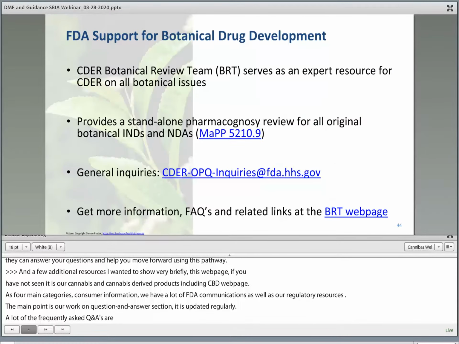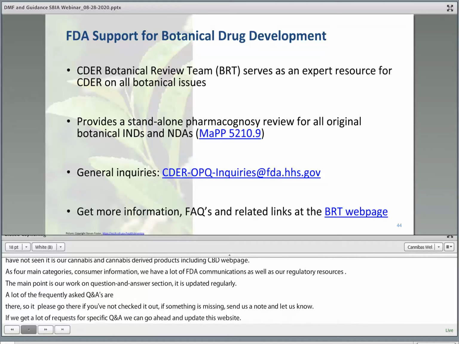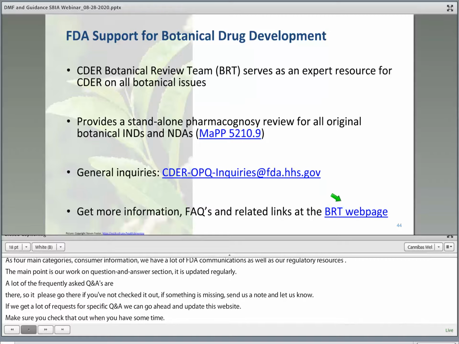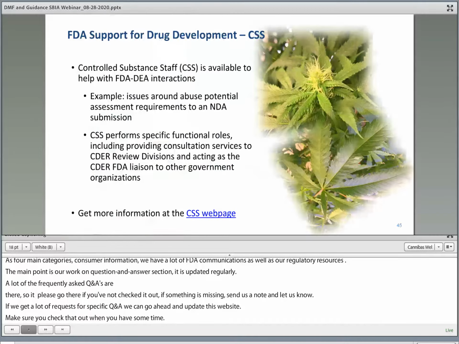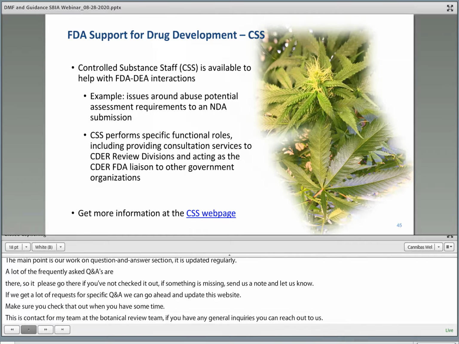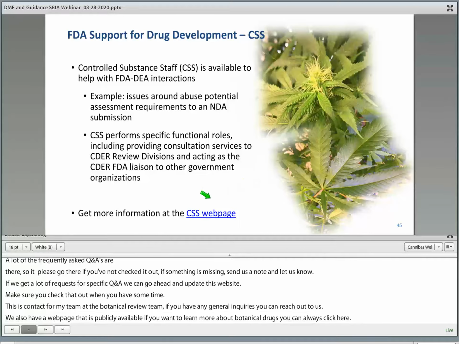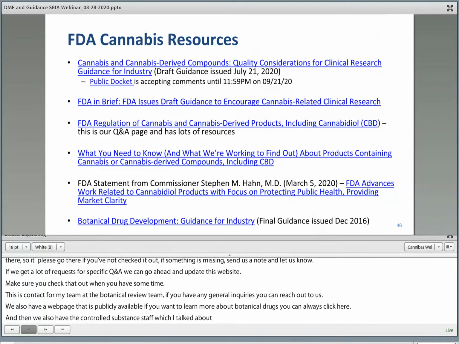This is a contact for my team, the Botanical Review team. If you have any general inquiries, you can reach out to us. We also have a web page that's publicly available. So if you want to learn more about botanical drugs, you can always click here. And then we also have the controlled substance staff, which I had talked about earlier. They're the ones who help liaise between FDA and DEA. So if you want to learn more about them and how to work with controlled substances, you can go to their web page.